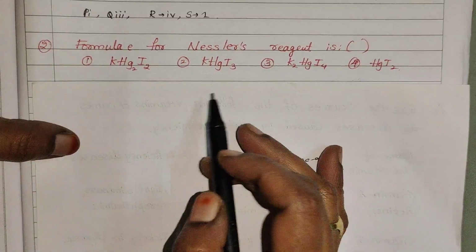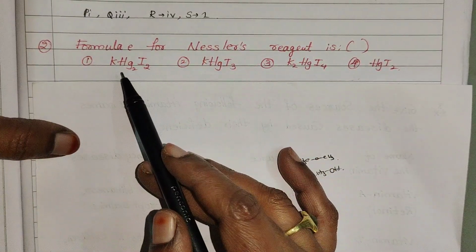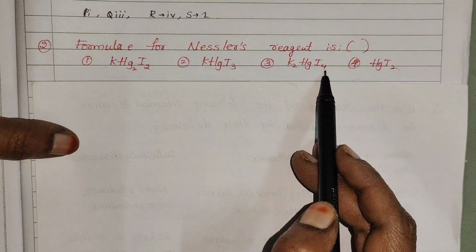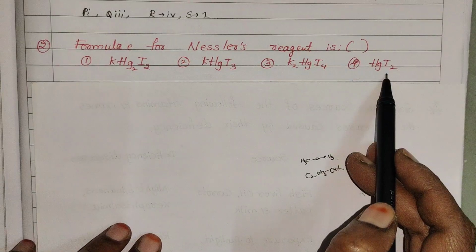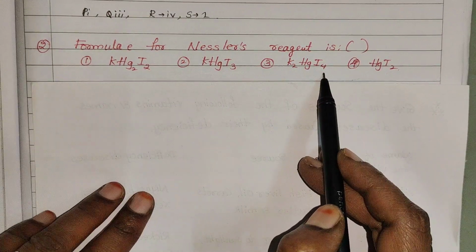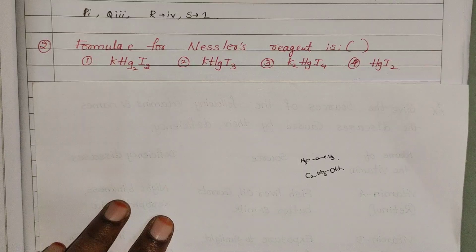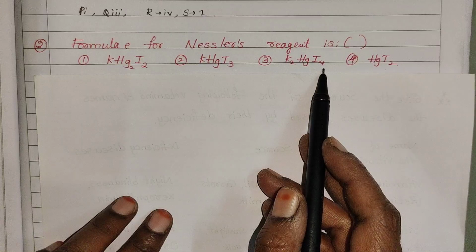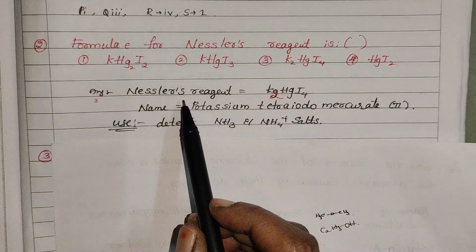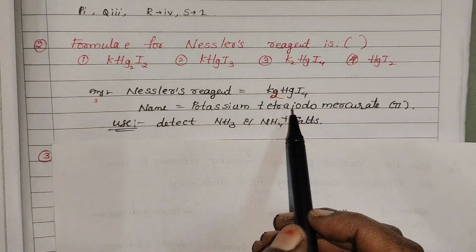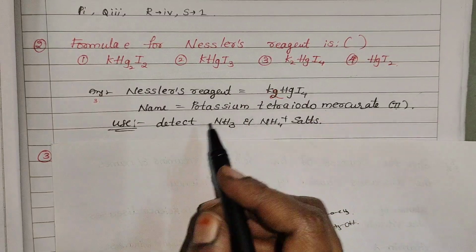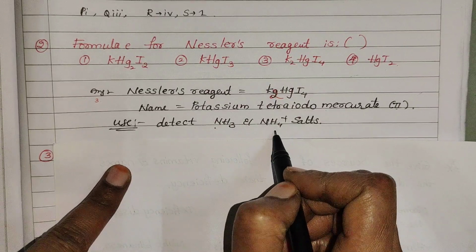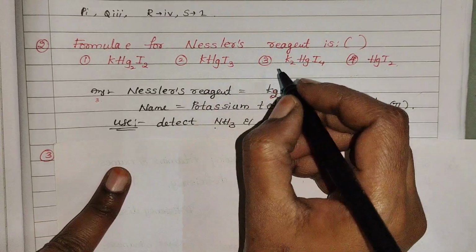Next question: what is Nessler's reagent? Formula for Nessler's reagent. Options: KHg2I2, KHgI3, K2HgI4, HgI2. So K2HgI4 is the correct option. Nessler's reagent is nothing but potassium tetraiodomercurate(II), like this, beta. So K2HgI4, named potassium tetraiodomercurate(II). This Nessler's reagent is useful for ammonia and ammonium salts. This is also an important one.